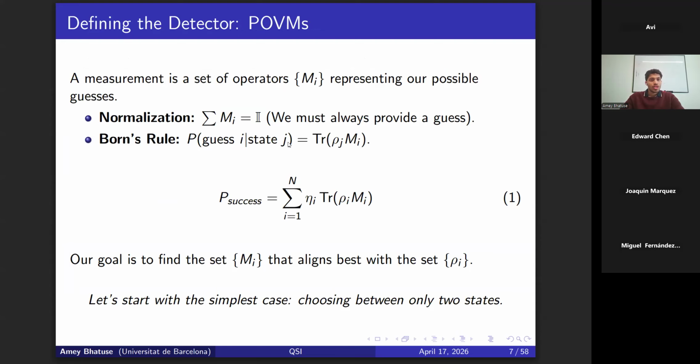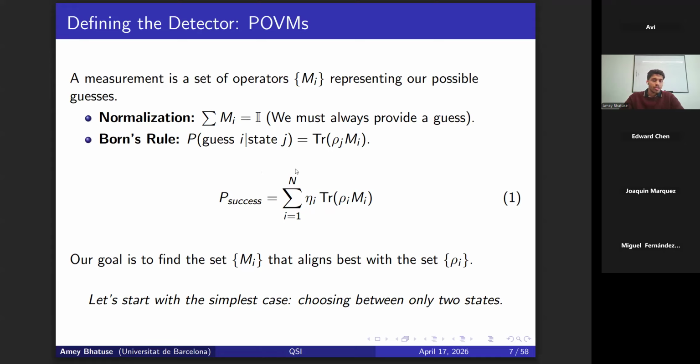So we are diving into something called POVMs, the positive operator valued measure. It is a set of operators, which are matrices basically, representing our possible guesses, which satisfy the condition that the summation of all these operators should be the identity. To give you an intuition, it basically means that we must always provide a guess. There should be no operator that doesn't provide any answer to us.